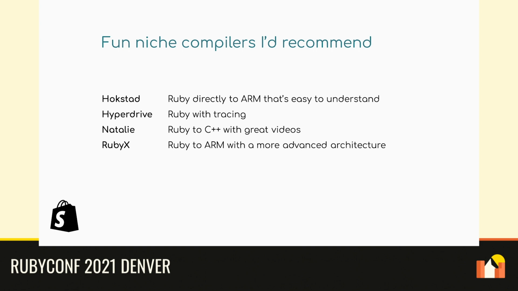There's Natalie, which is Ruby to C++. This has a great set of videos on how it works. And there's RubyX, which is Ruby to ARM machine code again, but with a more advanced architecture. So we can split the compilers up into those kind of groups where we have the more serious compilers that are still being worked on, compilers from the past, and some fun niche demos and toys and experiments.